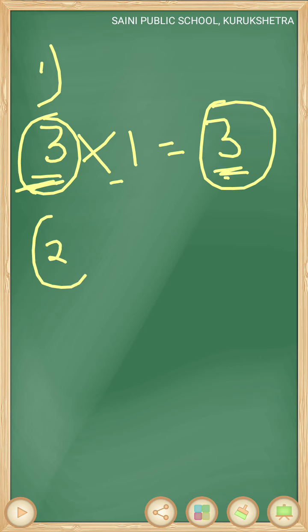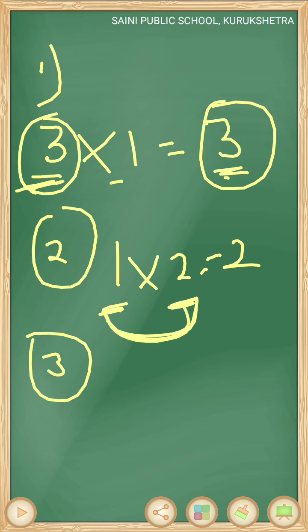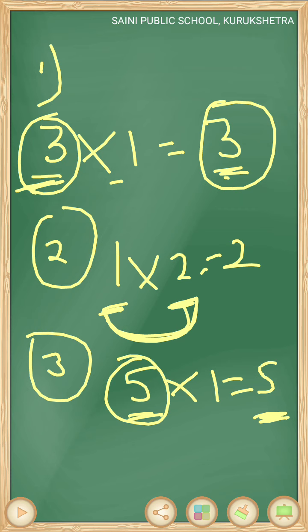Second, every number is a multiple of 1. 1 into 2 is equal to 2. So every number is a multiple of 1. Okay. Third, the first and smallest multiple of every number is the number itself. It means if we want to write multiples of any number, we will start with the same number. If I want to write multiples of 5, then I will start writing from 5, then 10, then 15 and so on. So the first and smallest multiple of every number is the number itself.